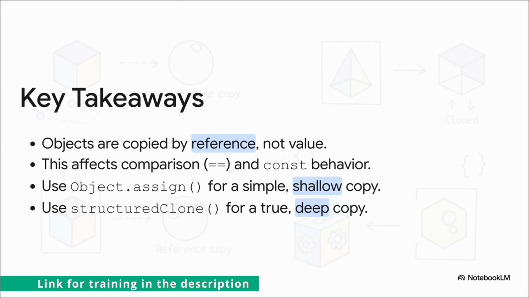Alright, so let's boil this all down one more time. The number one thing to remember: objects are copied by reference, not value. That one fact explains why comparison works the way it does and why you can change things inside a const object. If you need a quick, simple, one-level deep copy, Object.assign is your friend. But for a true, completely independent duplicate, structuredClone is the modern way to go.